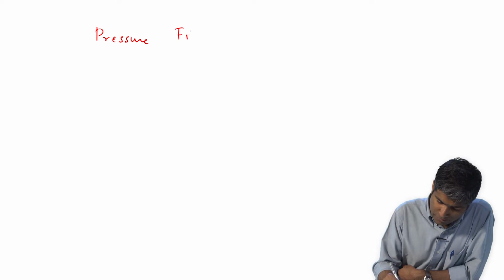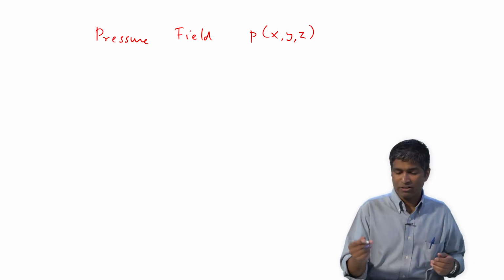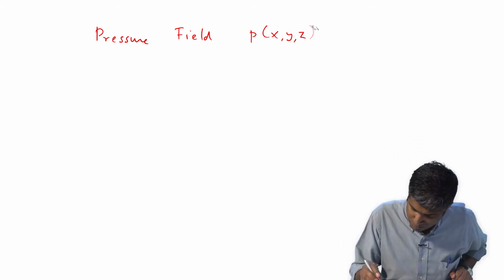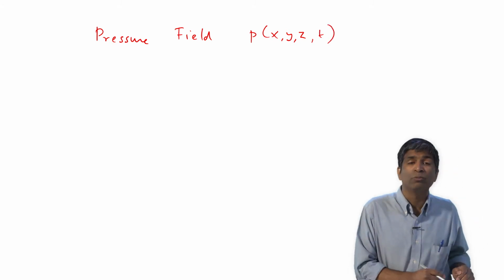the pressure field P as a function of x, y, z. And in general, this could be an unsteady pressure field. We aren't going to look at that in this course, but in general, it could be a function of time.